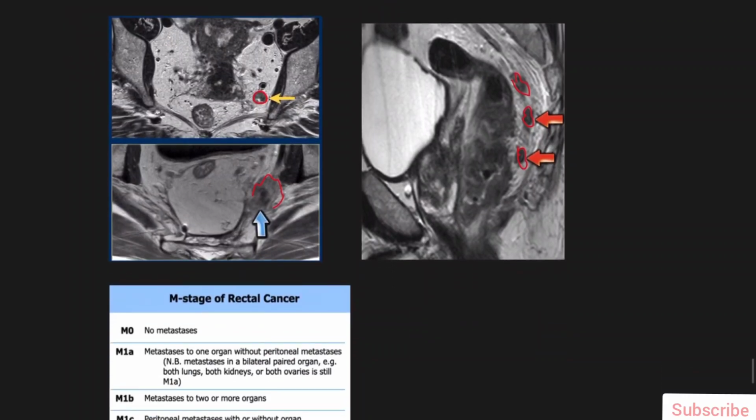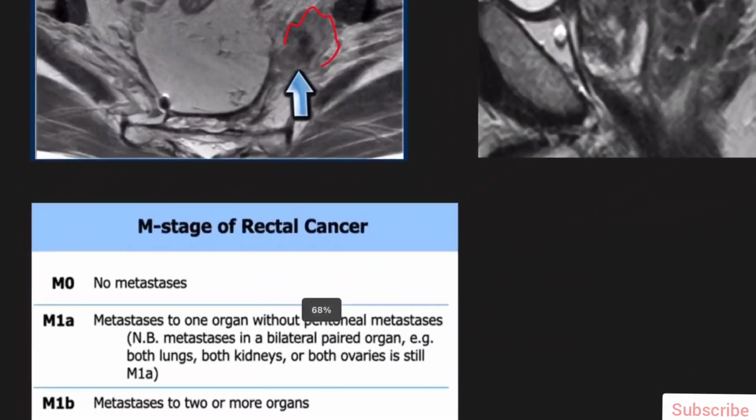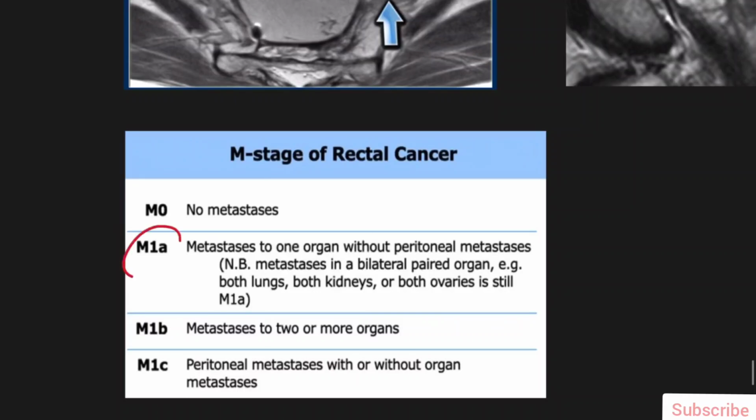Now next is the M stage of rectal cancer. So 1A is mets to one organ. Mets involving paired organs like bilateral lungs, bilateral kidneys, bilateral ovaries is still 1A. B is 2 or more organs, and C is peritoneal metastasis, with or without organ metastasis. A is one organ, B is 2 or more organs, and C is peritoneal mets.